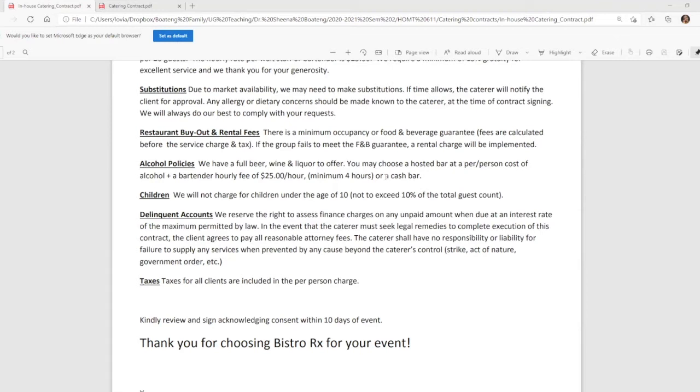As part of their policy, they also say that they will not charge children under the age of 10. So whatever the children eat or drink, they will not charge them. That does not mean that you should go and be greedy and say that your attendees, about 30 of them, are children, when you know that is a lie.